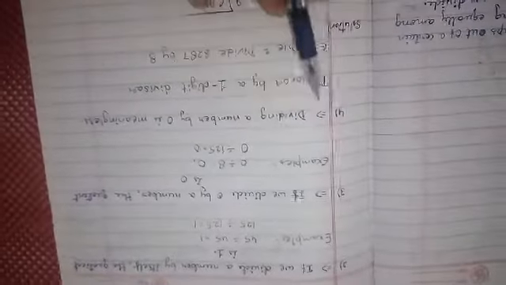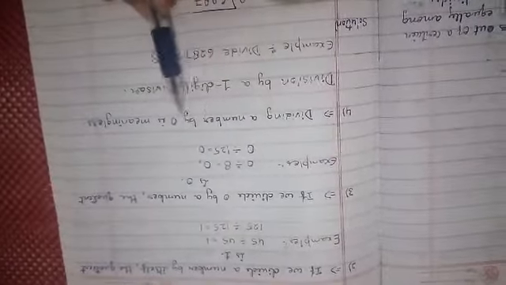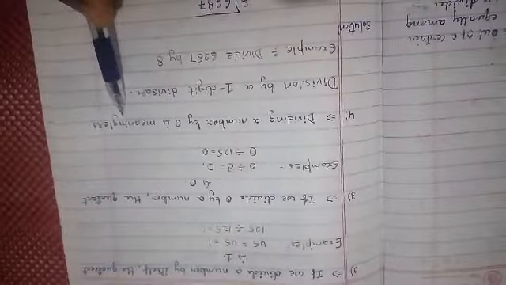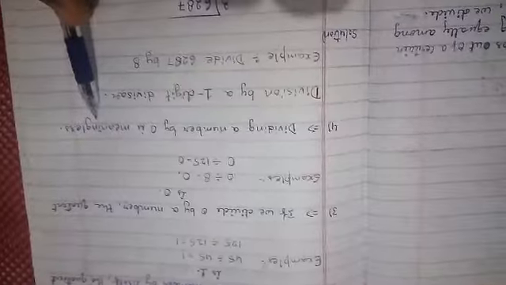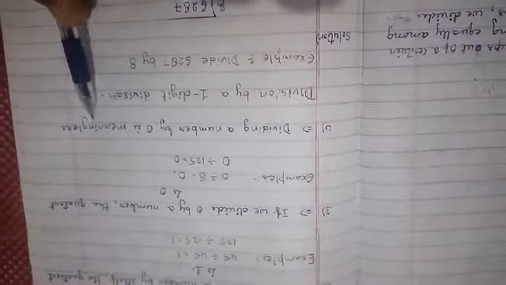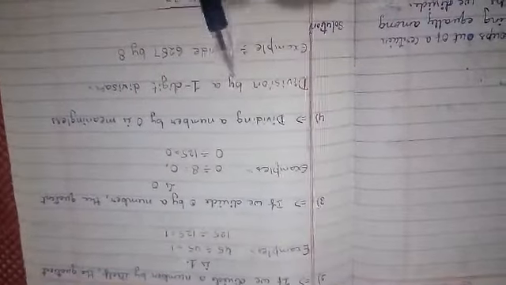Right? Now see here. Dividing a number by 0 is meaningless. You don't get any answer, any quotient, over here. We cannot divide a number by 0. Now let's see division by a one-digit divisor.